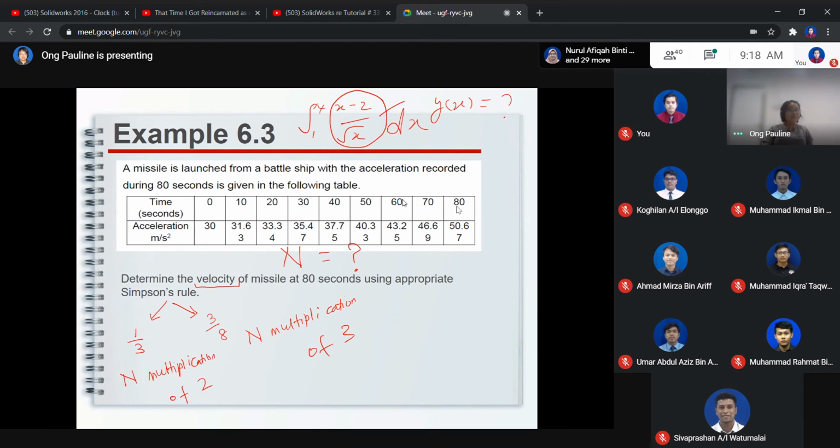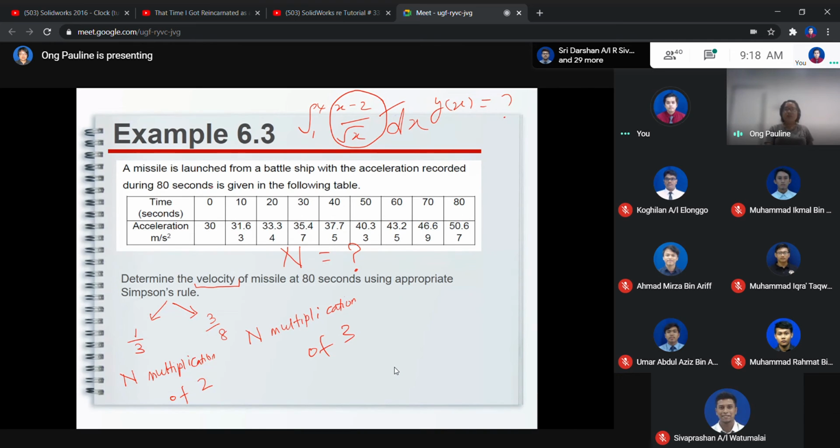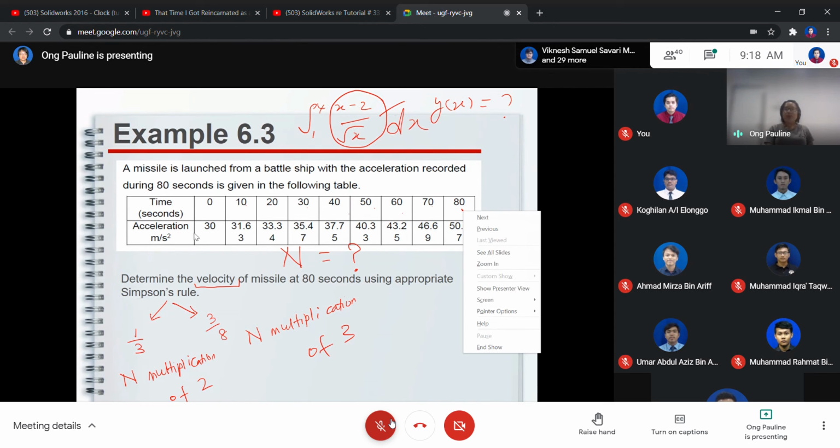Any answer? 8. 8. Okay, so let us look at how many data points you have. You have 1, 2, 3, 4, 5, 6, 7, 8, and 9 kan? Okay, so if you have 9 points, so means that you should have 8 segments.